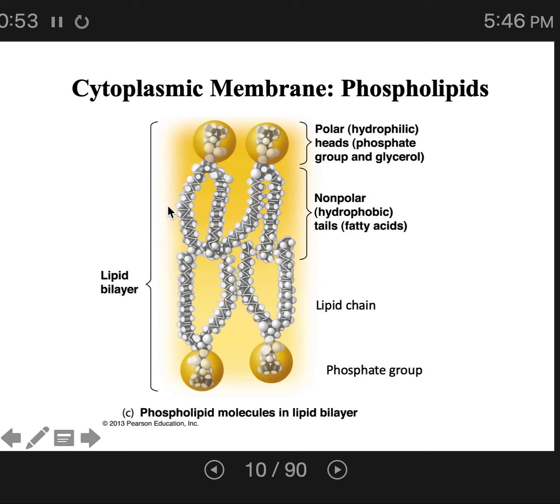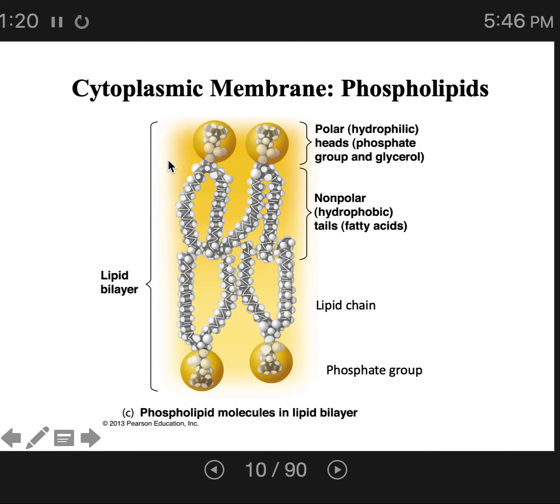Okay, so each individual phospholipid has this yellow ball, the phosphate head, that's hydrophilic, and these 2 hydrophobic tails, so that's one phospholipid. We say that they're amphipathic molecules. An amphipathic molecule is a molecule that has a hydrophilic region that's attracted to water and a hydrophobic region that's not attracted to water on the same molecule.